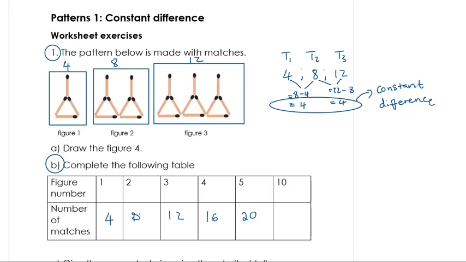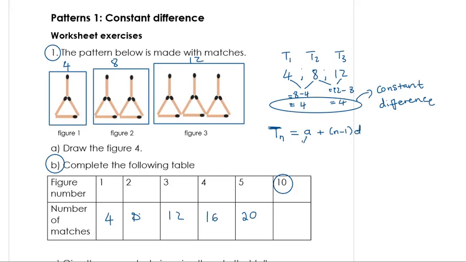Now there is a quick way of working this out, instead of first finding the first and second term and then adding 4 many times. For example, if you're asked to find how many matches figure 10 will have, there's a formula that you need to know. The formula for the general term is Tn equals A plus n minus 1 times the constant difference D.